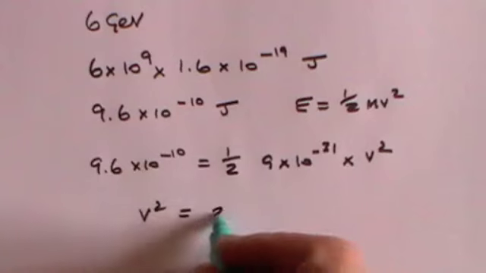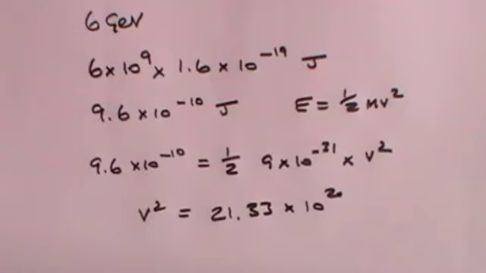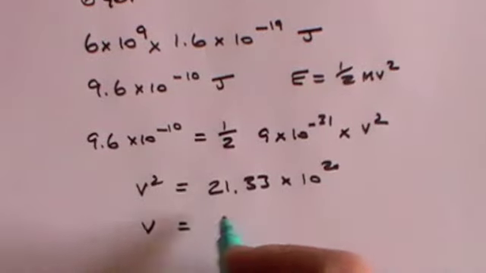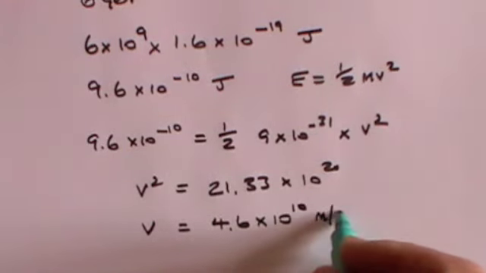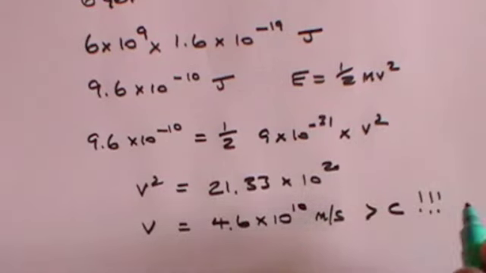And that gives us an opportunity to measure v squared. V squared turns out to be 21.33 times 10 to the 20, which means that v is the square root of that term, which is approximately 4.6 times 10 to the 10 meters per second, which is greater than the speed of light.